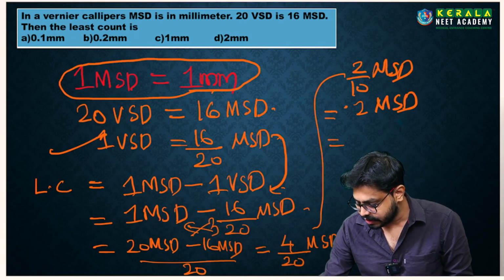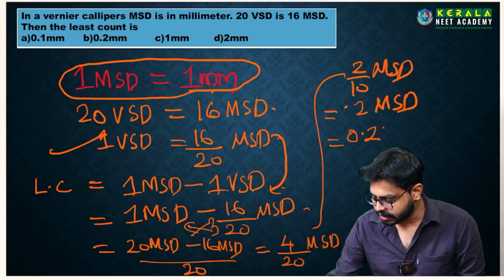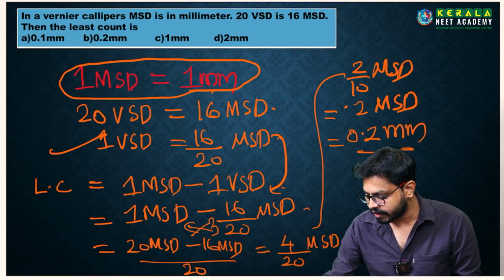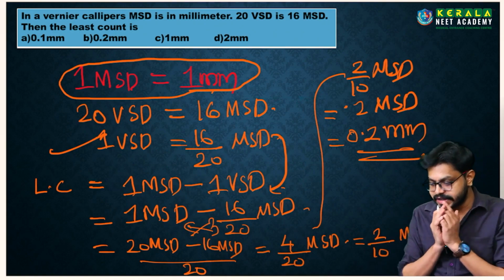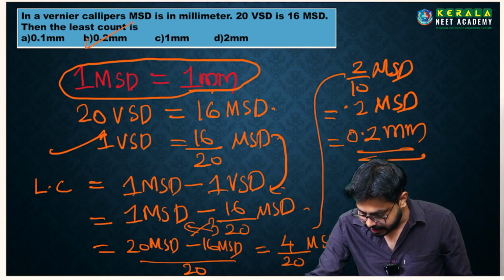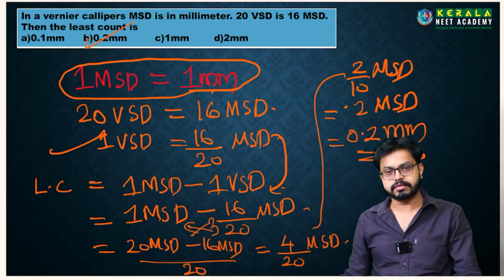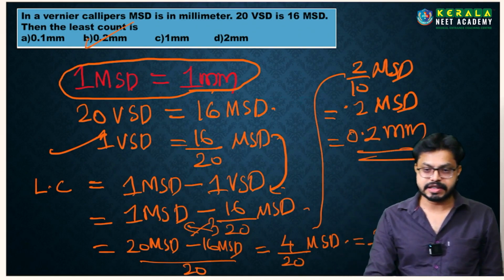Then what is the answer? 0.2 × 1 MSD, and 1 MSD is equal to 1 millimeter. Then what is the least count? 0.2 millimeter. Very simple. Among the options, 0.2 millimeter, the first is not it. The second one, tick it, 4 mark. 0.2 millimeter is the least count.